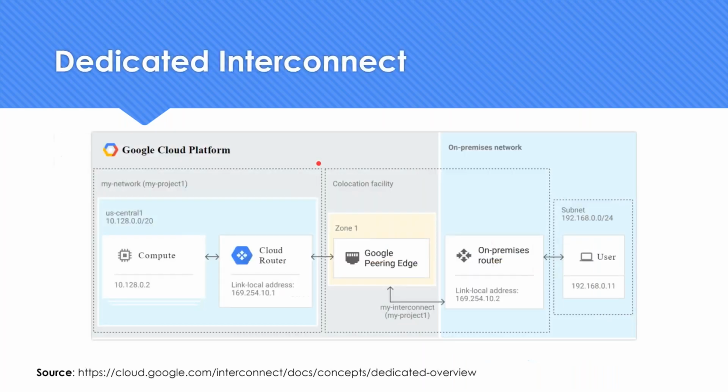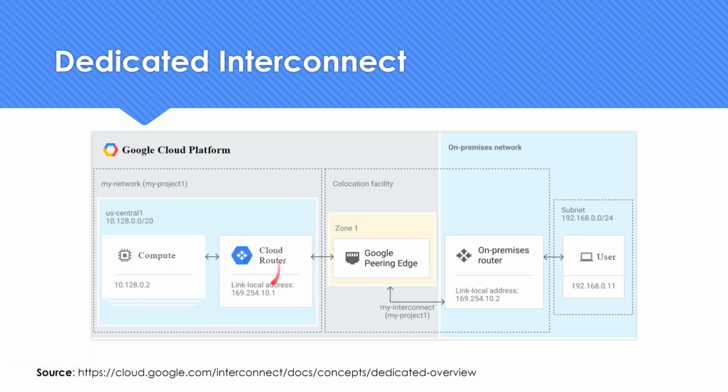Before we go to that, I wanted to show you a nice diagram. This is again taken from the documentation only. Dedicated interconnect. I really like this diagram because it depicts the details completely. Behind the scenes, this also uses BGP. Remember that. You have your GCP on the left-hand side. You have a network, a subnetwork in US Central, which is 10.128.0.0/20, basically the default VPC. You have a VM which is going to have 10.128.0.2.